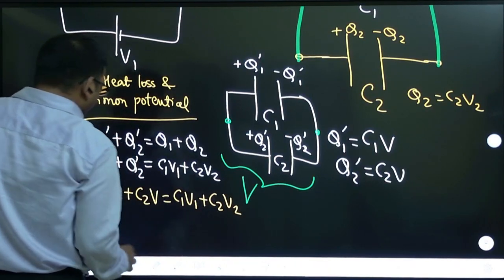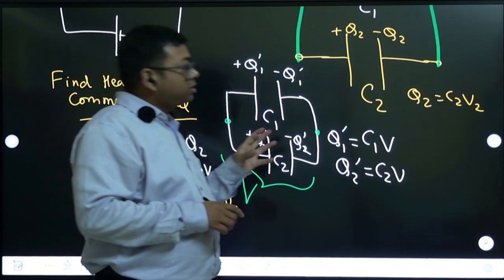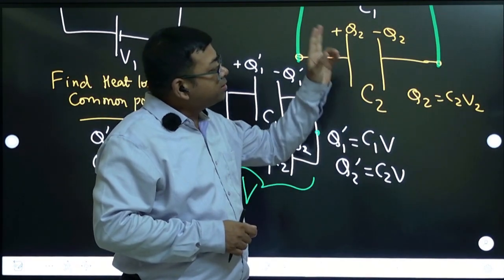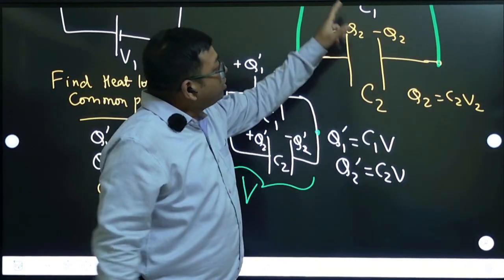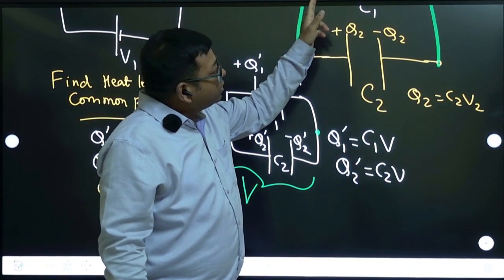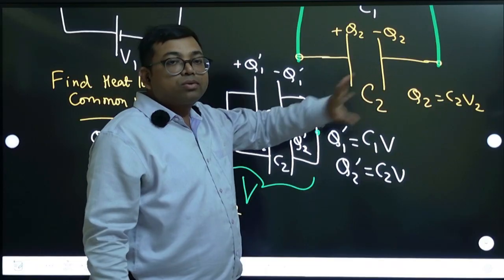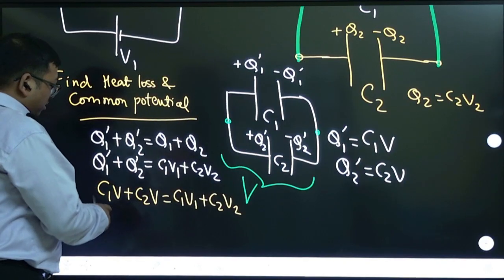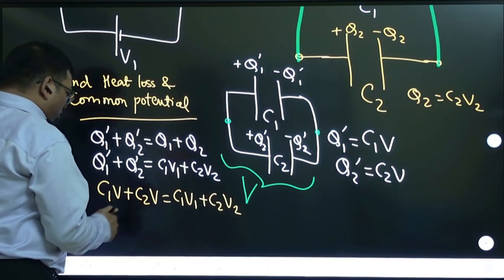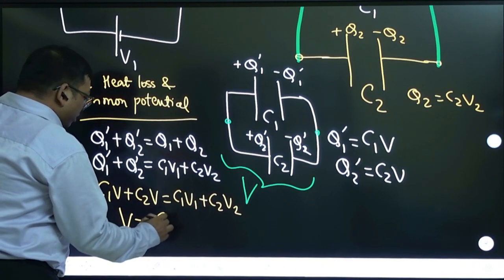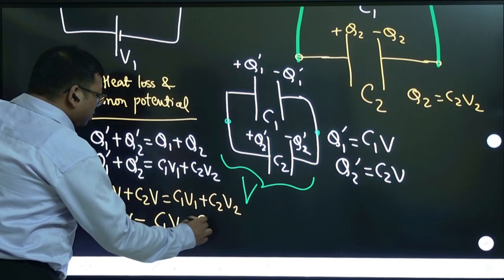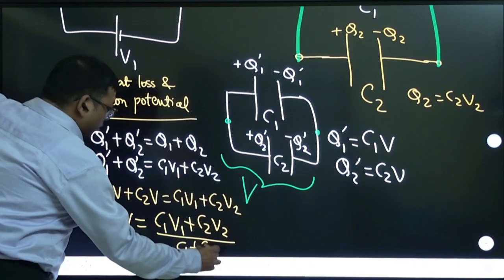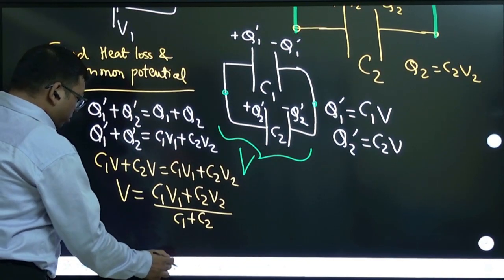Also note that in this case we are connecting positive terminal to positive and negative to negative. Sometimes in the question they reverse it. If you are connecting the positive of the first plate and the negative of the second plate, then the question will change. Okay, right? Here we are connecting the same polarities. So from here V can be taken common and you will get the common potential formula: C1 V1 plus C2 V2 by C1 plus C2. This is the formula for common potential.